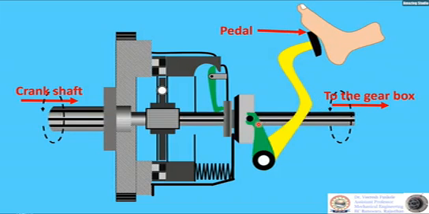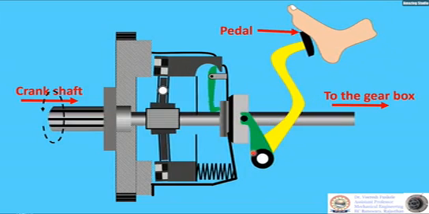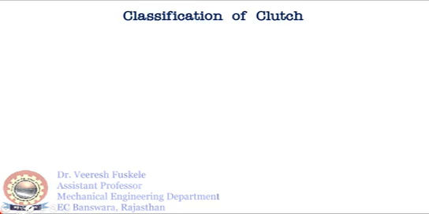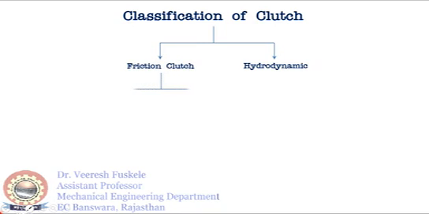Now, before we look at the construction and realization of clutch, let us see the broad classification of clutch. So this moving of element can be classified as a frictional clutch or a frictional device and a hydrodynamic clutch. Frictional clutch is further divided into what is called as dry clutch and wet clutch. And this moving of device is also hydrodynamic in nature.